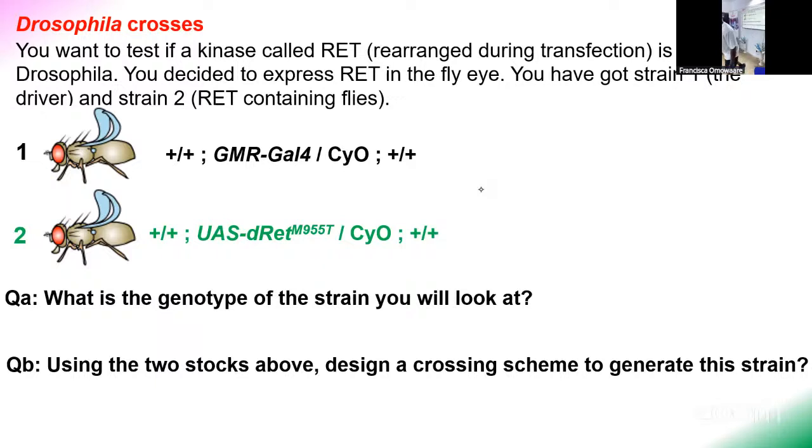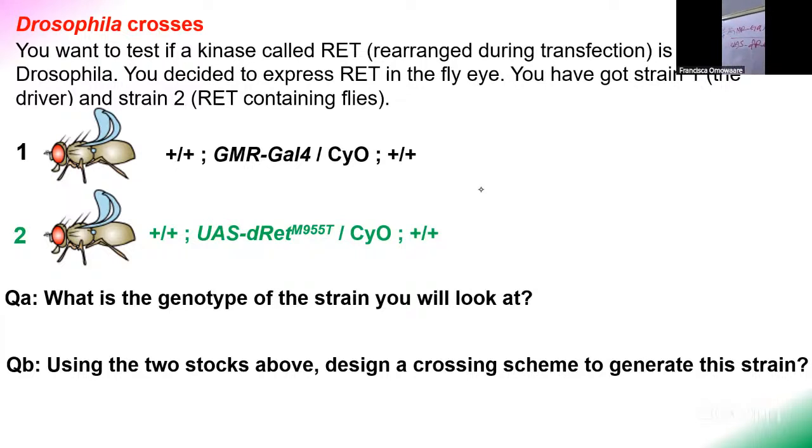The second one. Good. Yeah, you're right, you're going to use this, but what will be the final genotype of that strain that will allow you to test if ret is oncogenic in flies? So now you need a combination of these two strains, right? Your final strain is actually going to be GMR. So I can write plus over plus, and leave the third, GMR Gal4 over UAS ret.